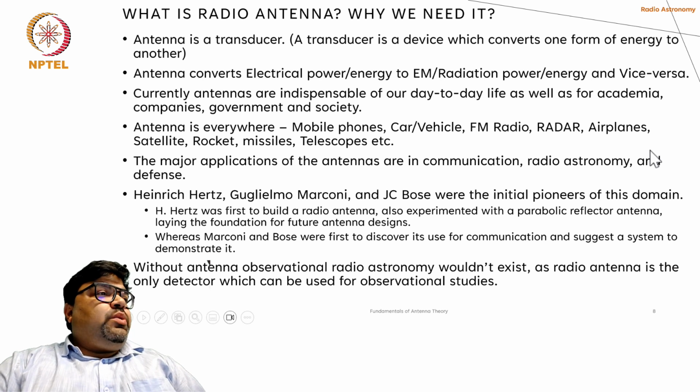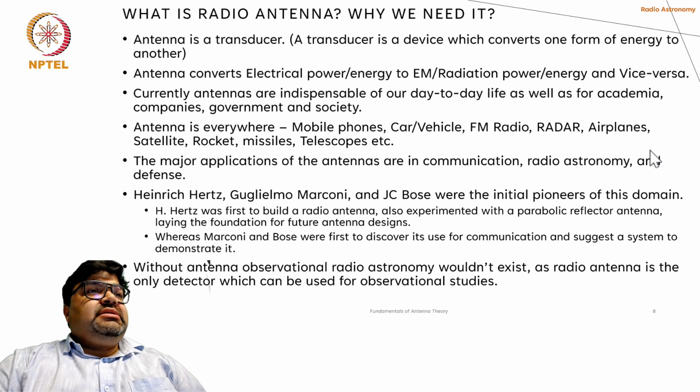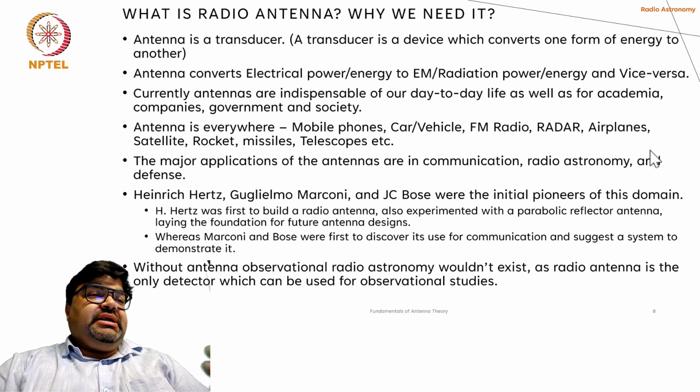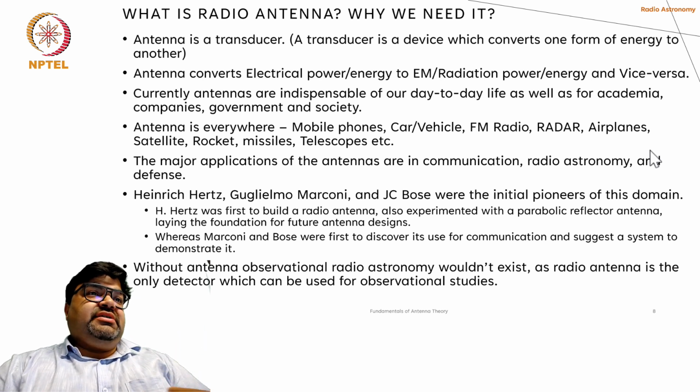So now, what is a radio antenna and why do we need it? Antenna, we can term it as a transducer. What is a transducer? It basically converts one form of energy to another. What does an antenna do? An antenna has two different modes of operation. It can operate in a transmit mode or a receive mode. In transmit mode, it converts electrical energy into electromagnetic radiation. In the receive mode, it operates vice versa. That means it receives the radiation and converts it to electronic voltages.